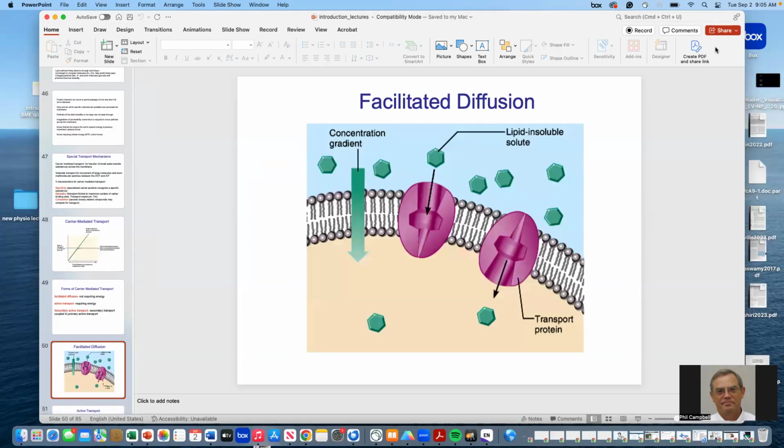So graphically, let's look at it this way. We are going down our concentration gradient. That can determine directionality, and that determines rate of transport. The greater the difference, the greater the transport. Okay.